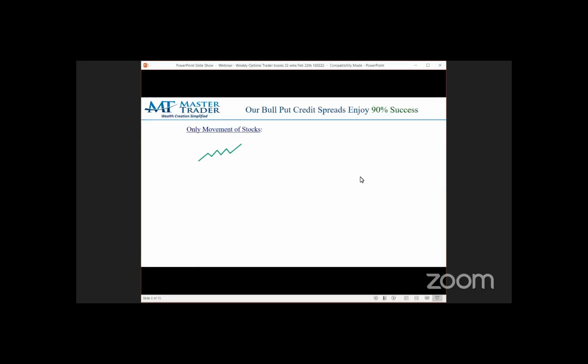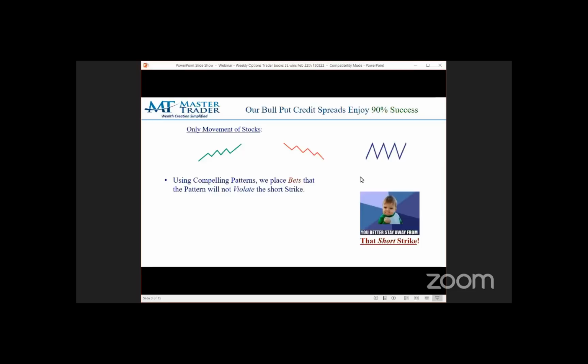These are the only possible things that a stock can do. They can go up, that's an uptrend. They can go down, a downtrend, or they can chop around in a sideways consolidation. Our methodology is to use compelling patterns, and we're just predicting a short-term turn in the underlying. Anything that's liquid, optionable, a stock, an index, a future, a commodity, a currency, we can use these strategies to make money every single week.